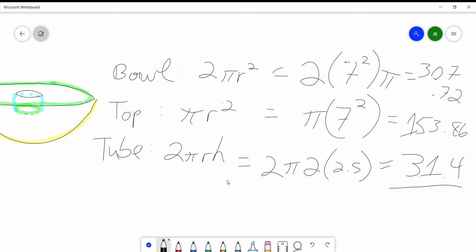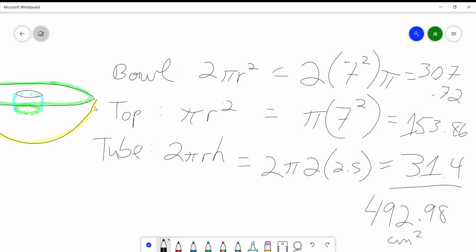We just go ahead and sum all three of these numbers. We're going to get 492.98 square centimeters. So that solves us A. Pause this, take a screenshot if you want to. But that's how we do it.